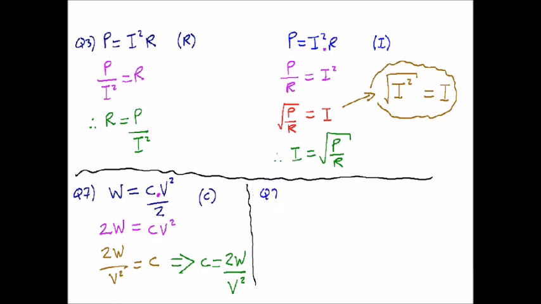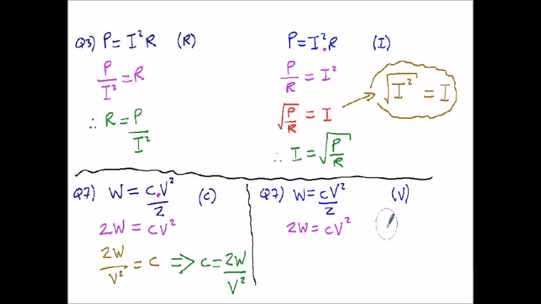Back to question 7 again. Given w is equal to c multiplied by v squared divided by 2, but this time I'm going to make v the subject of the equation. So following the steps through on the previous slide, I can multiply both sides by 2 to begin with. So 2w is equal to c v squared, that's c multiplied by v squared.